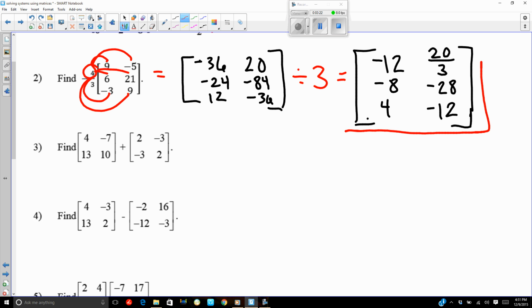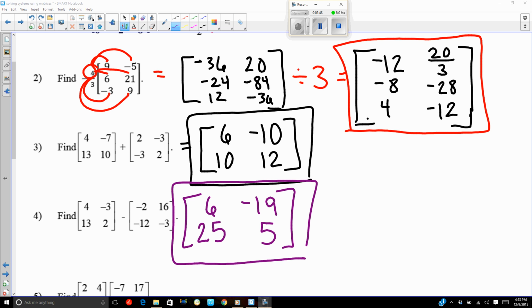All right, so here's the answer to number 2. 20 over 3, I just left it as a fraction. If you use the decimal, that is fine. But if you get a crazy decimal like you do for 20 divided by 3, it just makes sense to leave it as a fraction. But that's our answer to number 2. So I'm going to skip through 3 and 4. I'll give you the answers here in just a second.